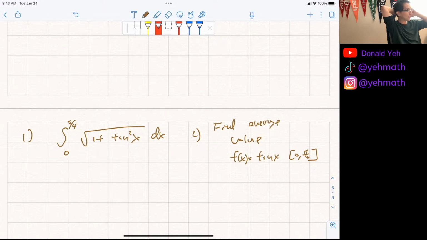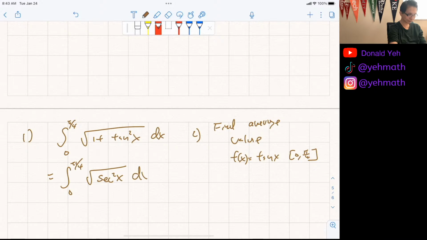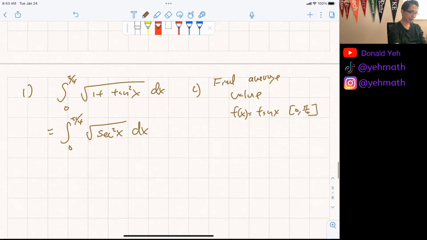One plus tangent squared is what? Good job. It's secant squared. It's a trig identity. Because of the radical, 1 plus tangent squared equals secant squared, so the radical cancels. So that's the integration from 0 to pi over 4 of secant of x. And that becomes something we know, going back to the basics.